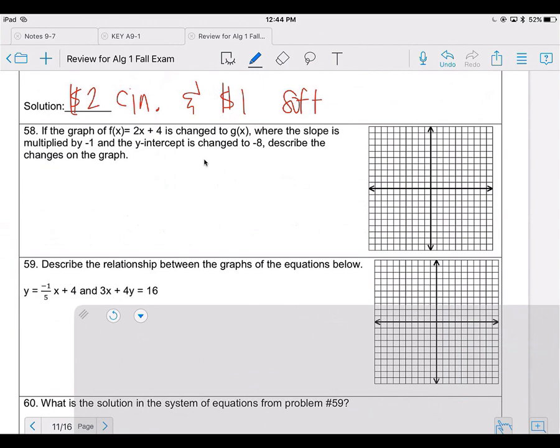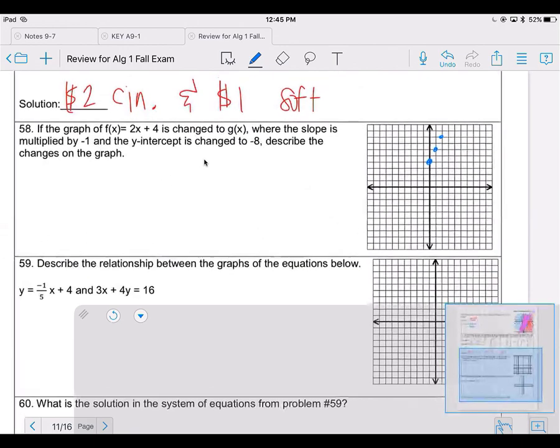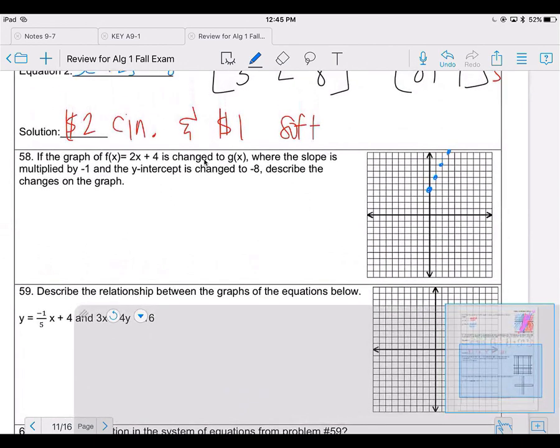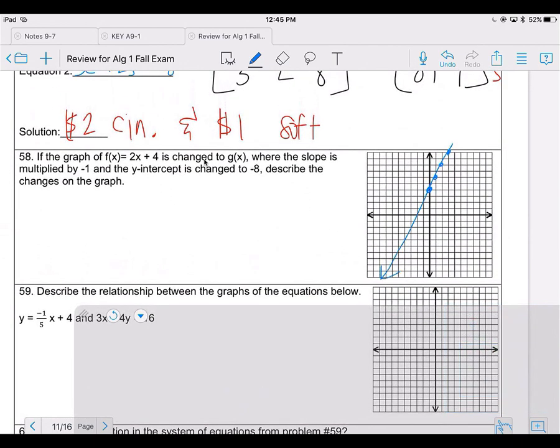58 tells us that the graph of f of x equals 2x plus 4 is changed to g of x, where the slope is multiplied by -1 and the y-intercept is changed to -8. Describe the changes on the graph. So I'm going to graph my original. Starts at 4, goes up to right 1, up to right 1. So this is f of x.